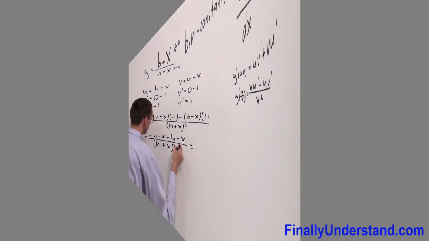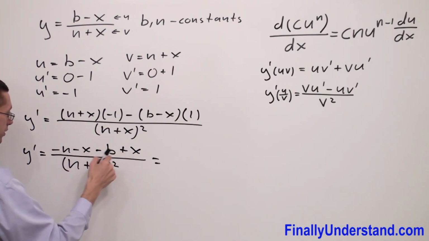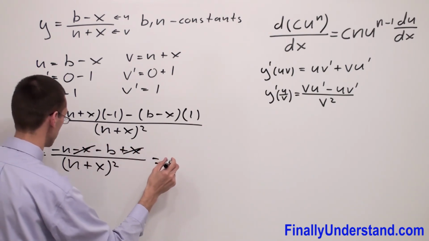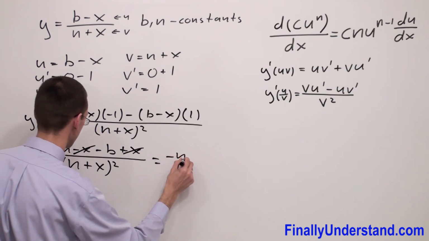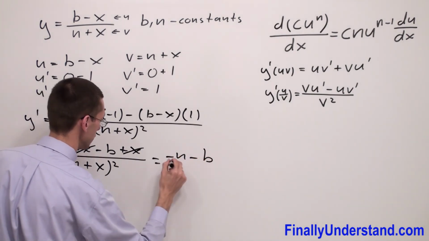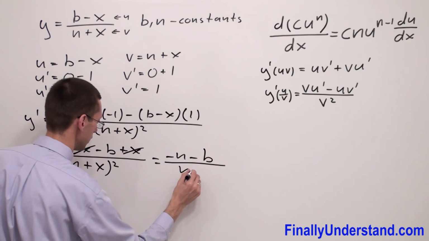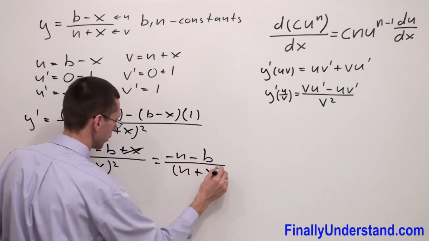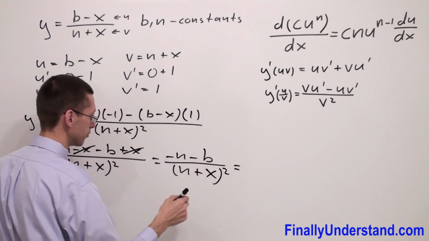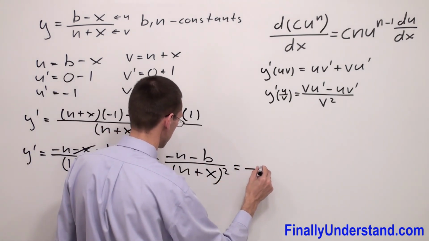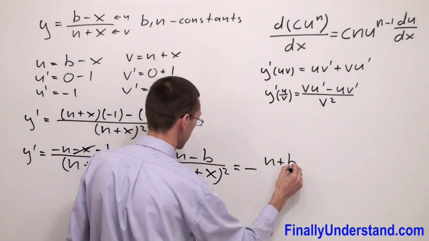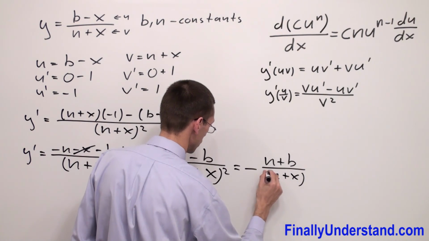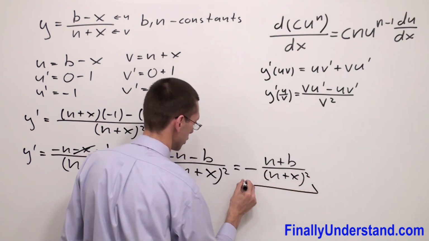So this is equal to negative x and positive x. They are going to subtract each other, and I'm going to have negative n minus b over n plus x to the second power. I can factorize the negative sign, and I'm going to obtain negative n plus b over n plus x to the second power. And this is the solution to my problem.